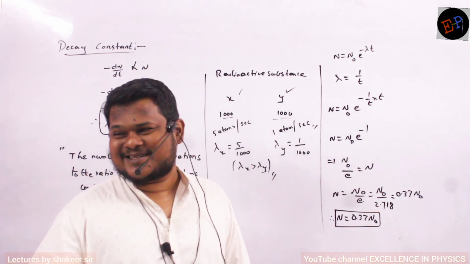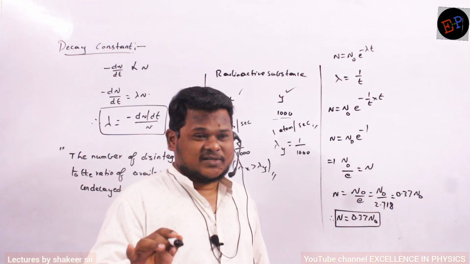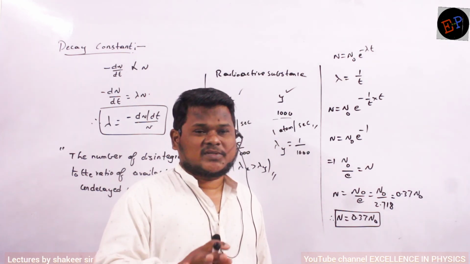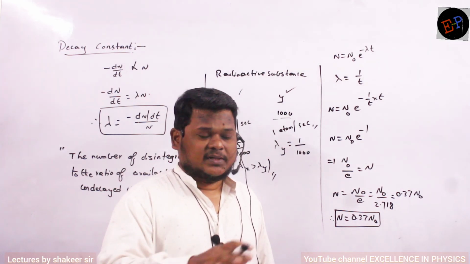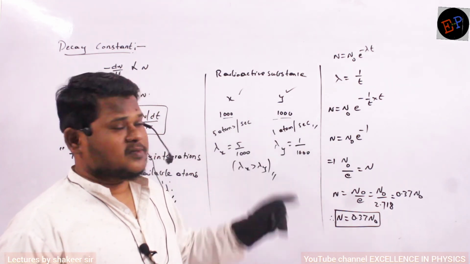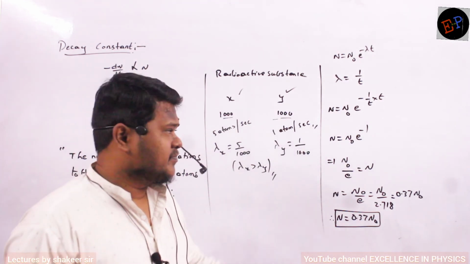How many atoms should disintegrate? 63% should disintegrate, and only 37% should be still present. That reciprocal of time taken is nothing but lambda. Understood? Make a note.